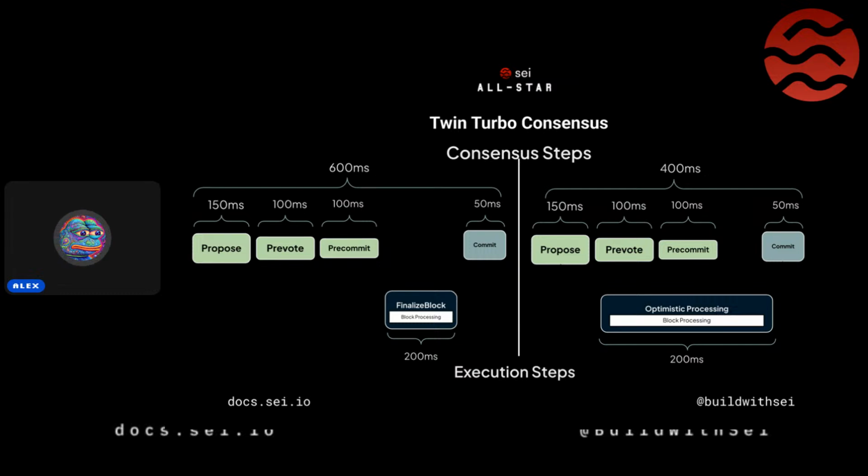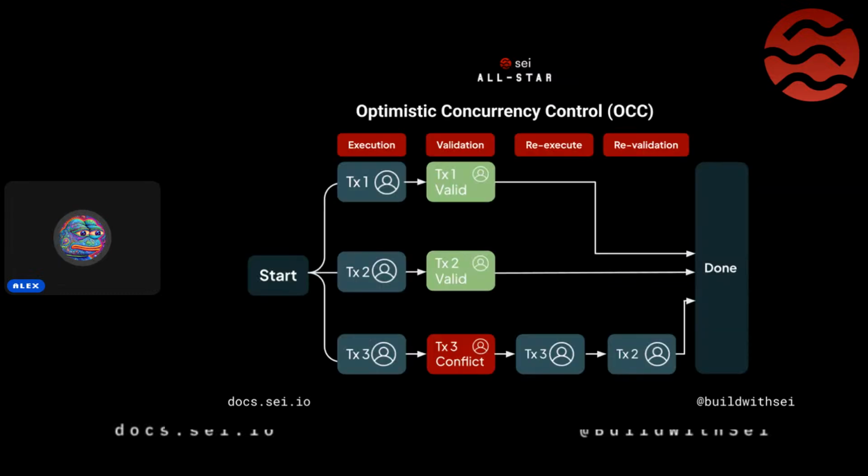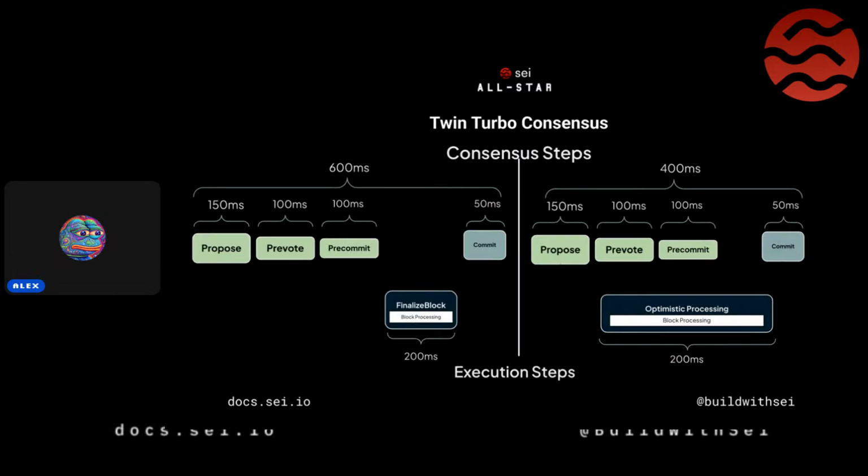Next is the next question. Since we can execute these blocks extremely fast, and we have a lot of these transactions parallelized now, how will we actually do it in a fashion that we can include these transactions in our blocks as fast as we can?